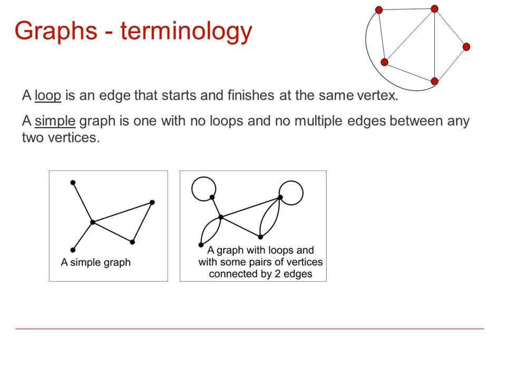Well, we used loops in that last example. So a loop is an edge that starts and finishes at the same vertex. So an example of a loop in this diagram here. And then a simple graph is one where there are no loops and multiple edges between vertices. So we don't have this type of situation or this. Those are not allowed in a simple graph.